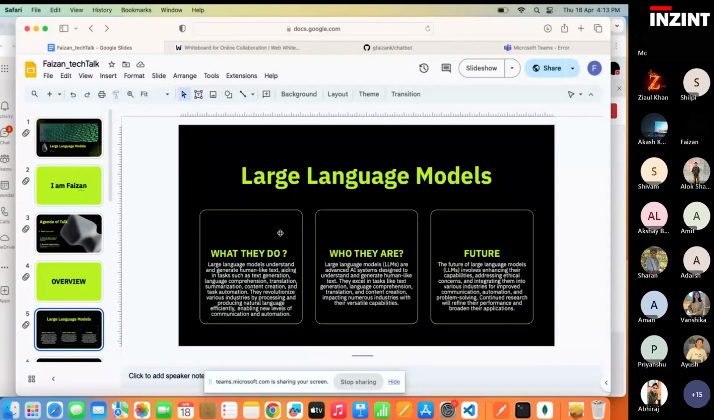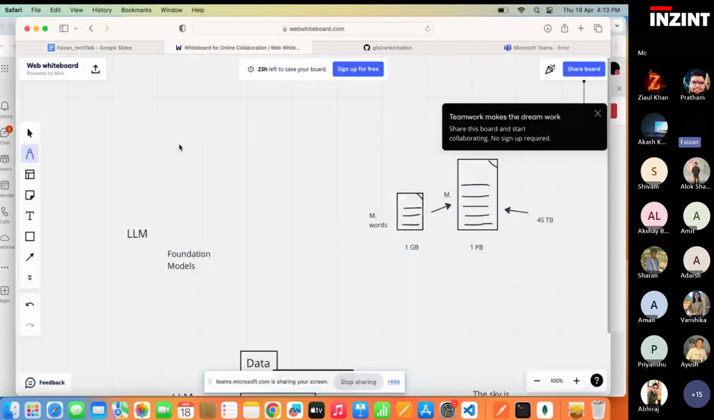Moving forward, they have revolutionized various industries by processing and producing natural language efficiently. We talk to them with the help of prompts. Whenever we give any prompt, they search for the text in the backend, and after finding the closest possible result, they give the answers. That basically helps us in getting our answers. With this PPT, we'll also be working along with this whiteboard.